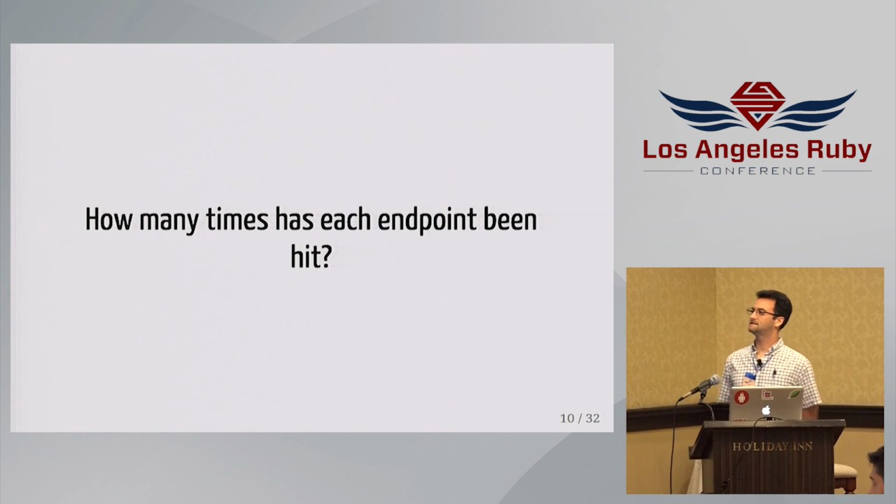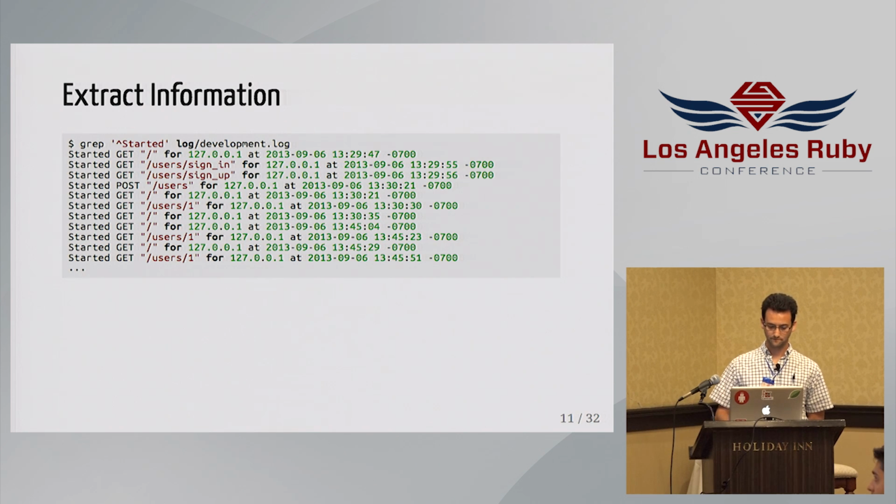So let's say we have a big development log like the one we had, and we want to know how many times each endpoint has been hit. So I'm going to try to walk through the example and see how we will extract that information using some command line utilities that are available in any Unix system.